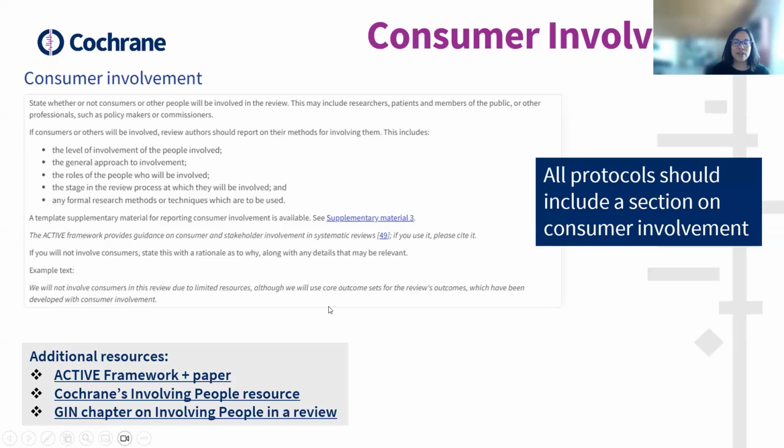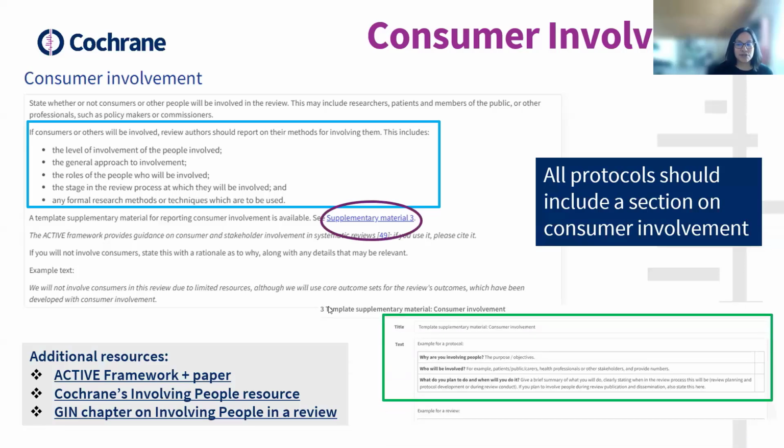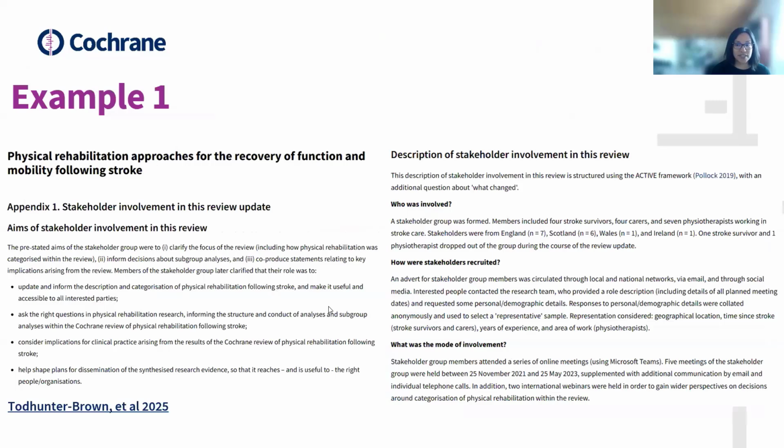The intervention review template provides guidance for reporting planned consumer involvement, as we can see in the highlighted blue box. But this also includes a supplementary file in which authors can organize relevant information. For example, who's involved and why, as well as how they were being involved in different aspects of the review. The template also includes example text if authors are not including consumer involvement. In the gray box on the bottom left, there are some additional resources specific to methods that might be helpful for this section. So in the next couple of slides, we have some examples suggested by the co-production methods group.